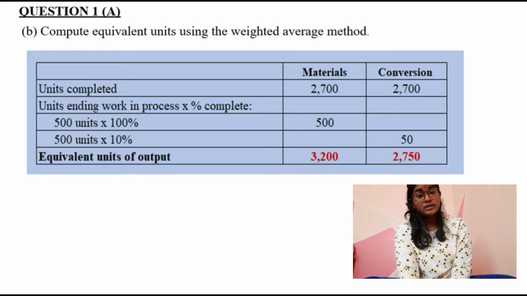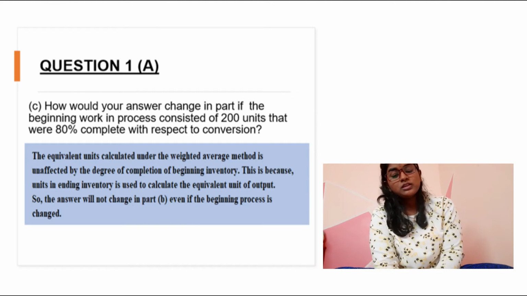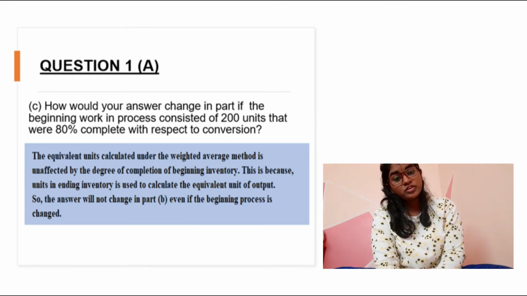And then for conversion, we must multiply 500 units with 10% as stated in the statement, and then we will get 50 units. So the total equivalent units of output for direct material will be 3200 units and 2750 units for conversion. Question C, the equivalent units calculated under the weighted average method is unaffected by the degree of completion of the beginning inventory because to calculate equivalent units of output, we use ending inventory and not beginning. So even though the change happens in part B as 80%, it won't affect the equivalent units.